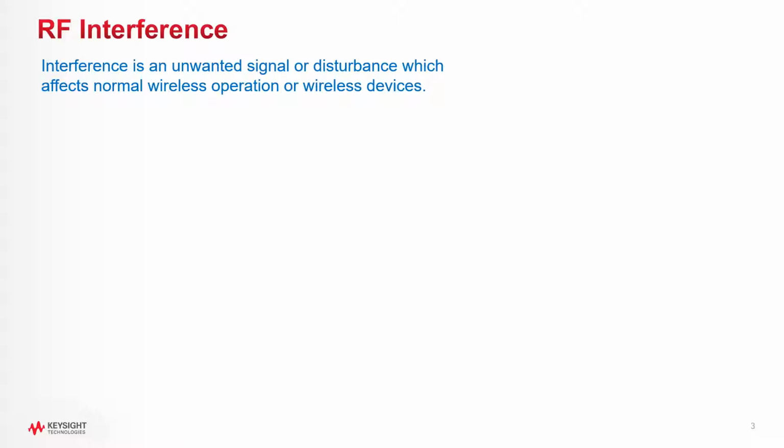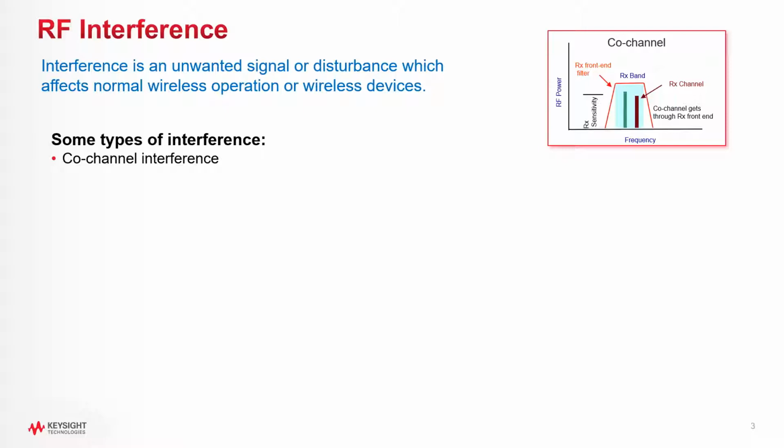I guess it could be a transmission problem, but it's more likely a receiver related problem. So let's look at some types of interference. So in really general terms, there's something called co-channel interference.